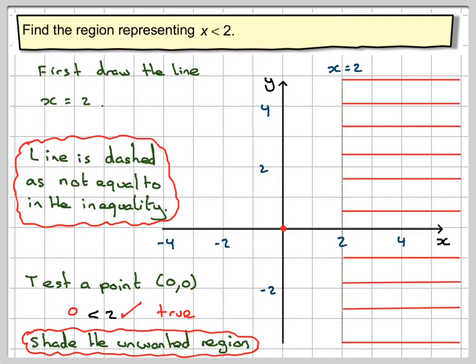So this has been a video to show you how to represent a simple inequality on a graph.